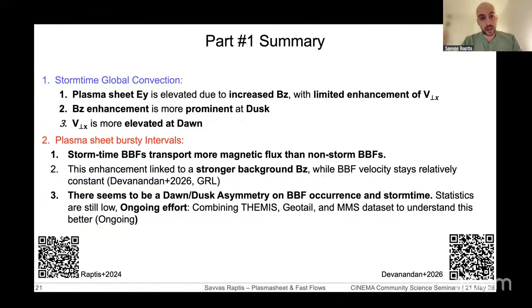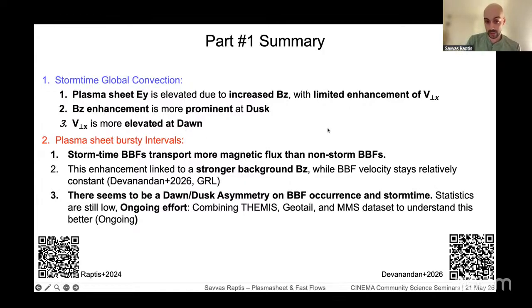Basically, just to summarize the key points, what we found by doing all these statistics with storm time is that the plasma sheet CTY is elevated, and this elevation seems to be associated with an increased background Bz. This enhancement in the equatorial magnetic field seems to be more prominent at the dusk side, while velocity is more elevated at the dawn.